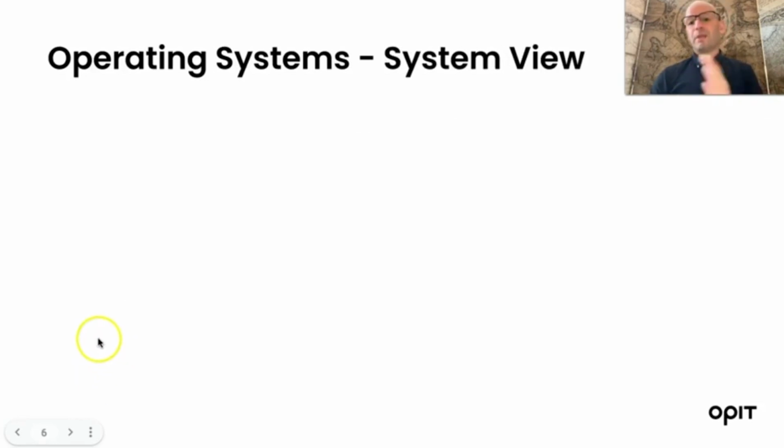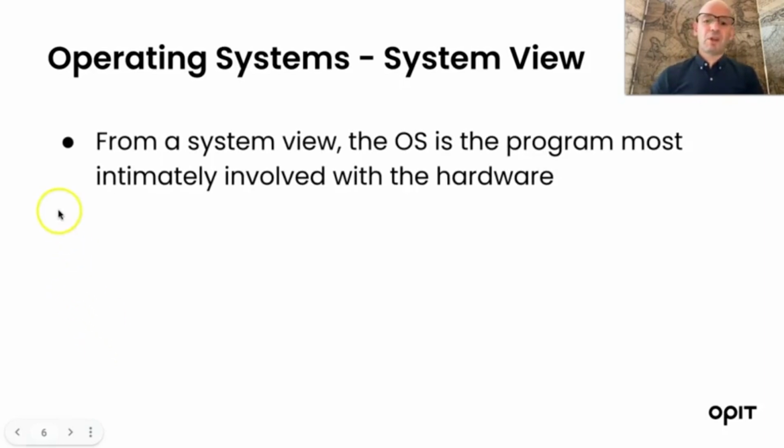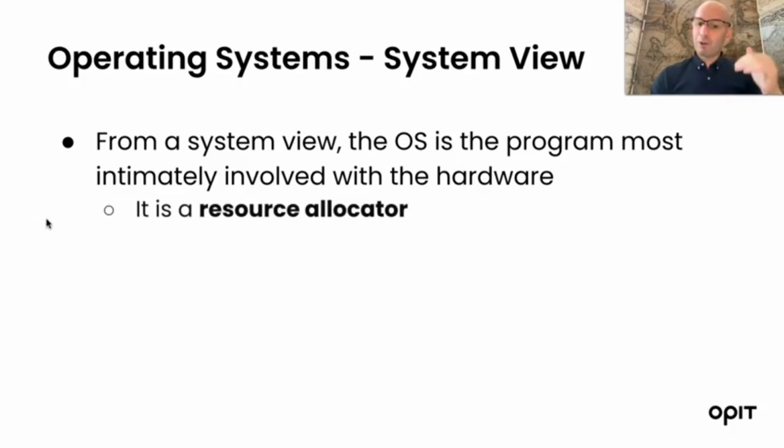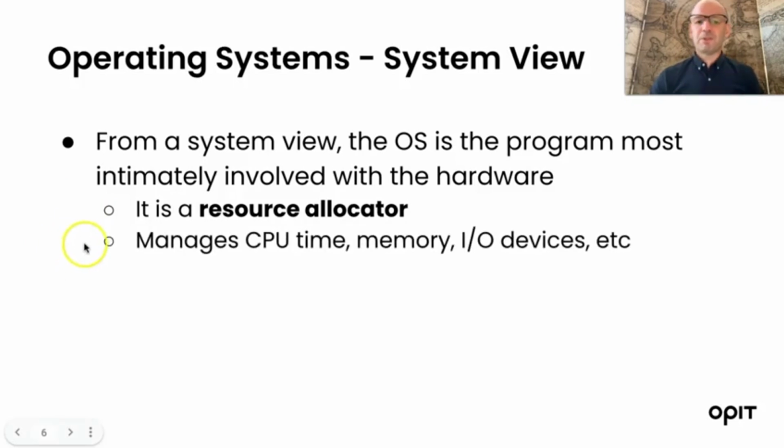So that's the user view. The other view then is the system view. From a system view, the operating system is the program most intimately involved with the hardware. If you're programming at the system view, you're not as much worried about the OS to the application, you're more worried about the OS to the hardware. So a little bit what we would call lower level. From a system perspective, the operating system is a resource allocator. It decides which applications have access to which resources. It manages CPU time, memory access, input and output devices and any other stuff related to hardware.